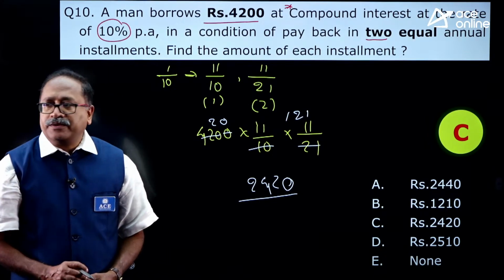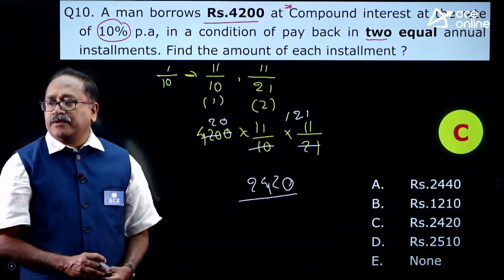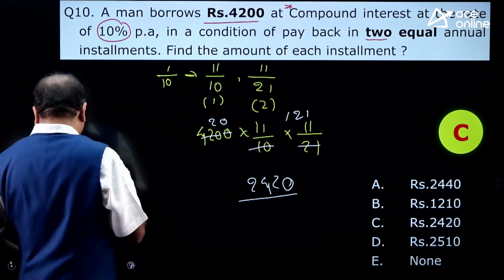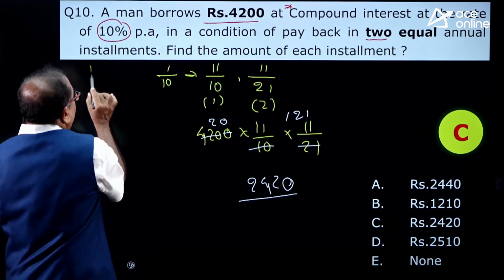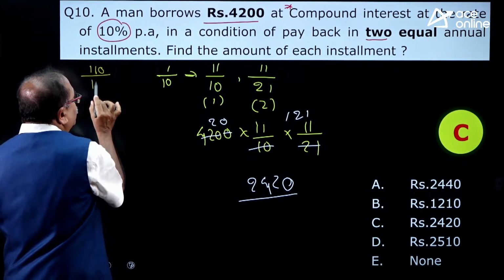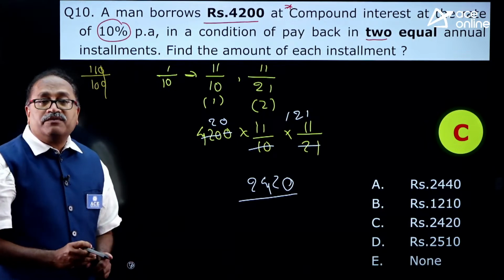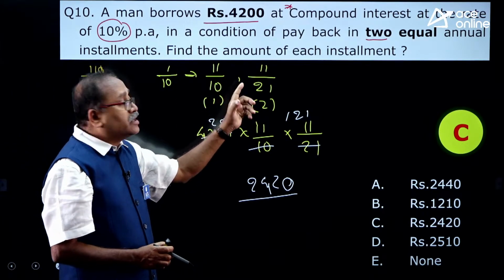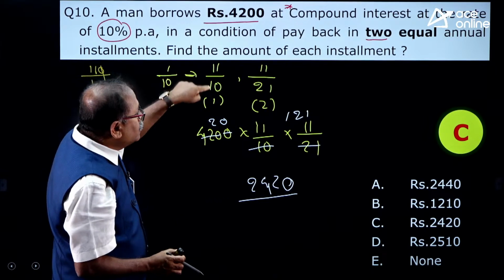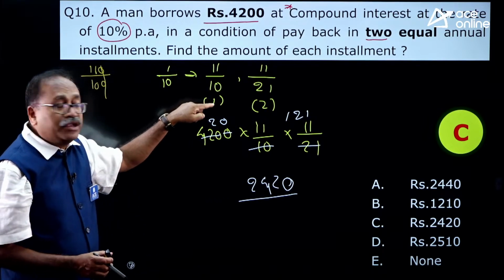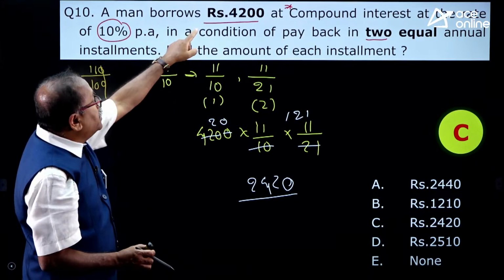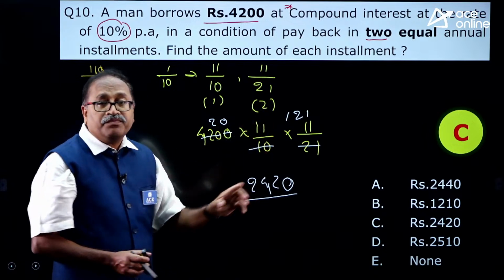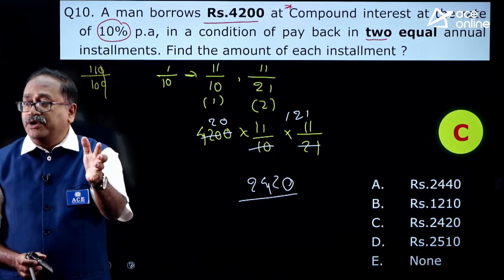Once again check Pawan, Allu Venkat, check. This is the method. What we do is 10%, so it becomes 110%. 110% will be the amount, 110 by 100, which is nothing but 11 by 10. The shortcut method for that is 11 by 10, and the second multiplication is 11 by the total of these two, numerator and denominator, that is 21. So multiply this 4200 by 11 by 10 and 11 by 21. You will be getting the two equal installment.